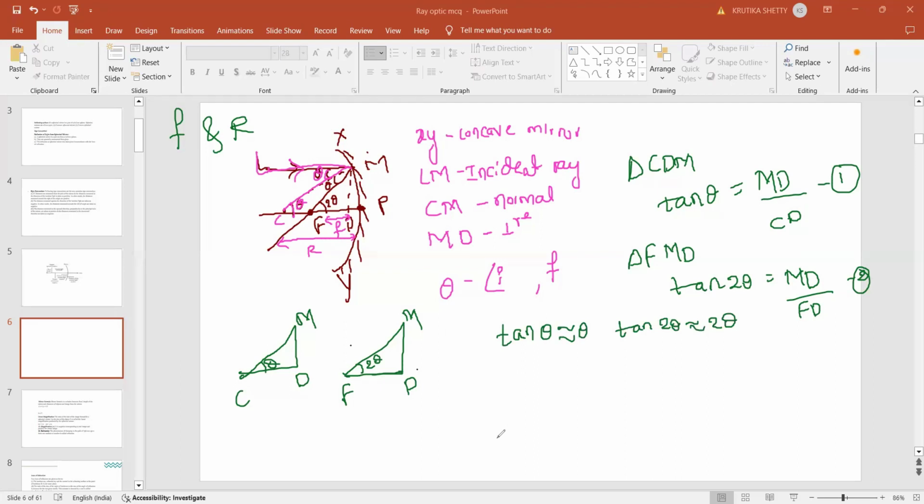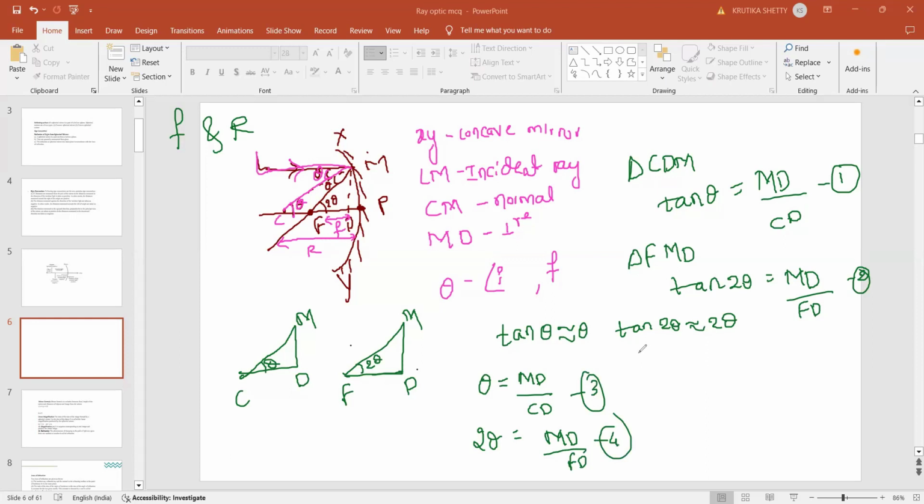So therefore, equation 1: replacing tan theta with theta, it becomes theta is equal to MD divided by CD, and 2 theta is equal to MD divided by FD. This is equation 3, this is equation 4.